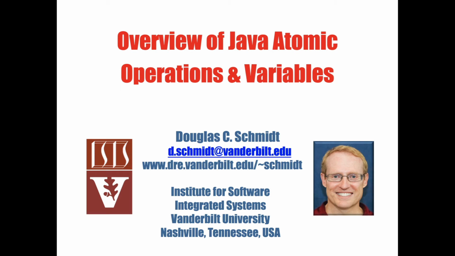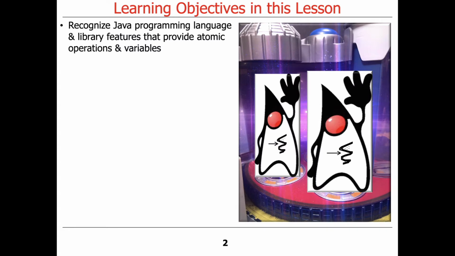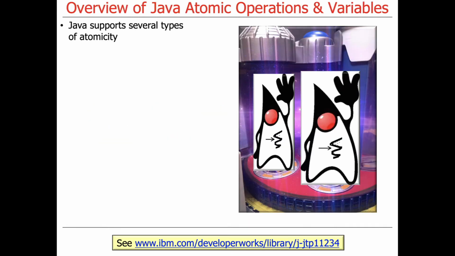Next topic, we're going to give an overview of Java atomic operations and variables. This will give you an understanding of the programming language features that support the concepts we just talked about with respect to atomicity, visibility, and ordering, as well as the class library features that support these things as well. And they occur at several different levels.